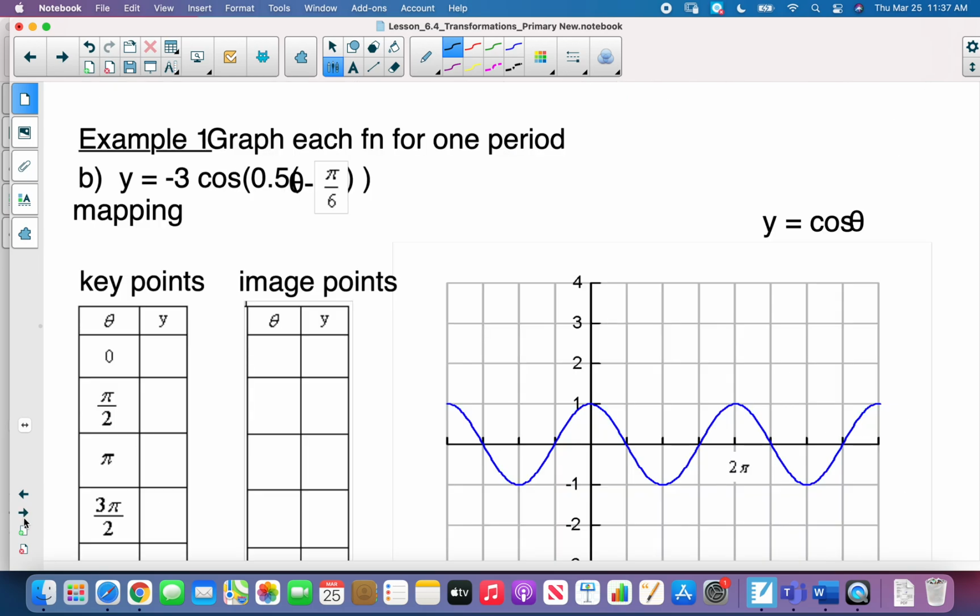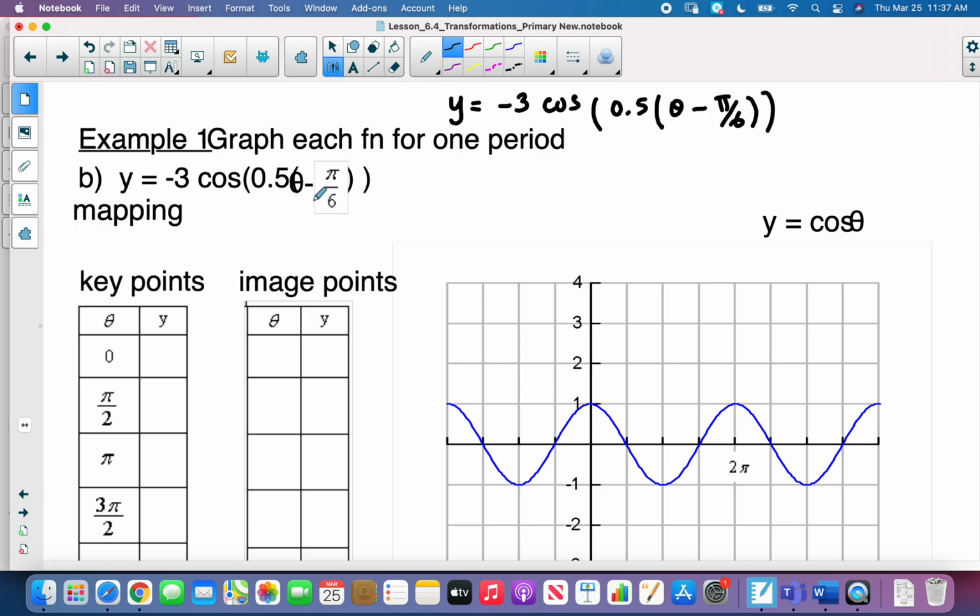We're going to do the same thing, but this time for a cos function. Y equals -3 times cosine. Let me write that again here so you can see it clearly. Y equals -3 times cosine of 0.5 times theta minus pi over 6.